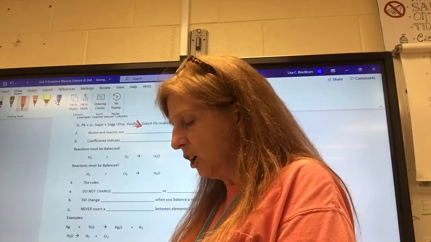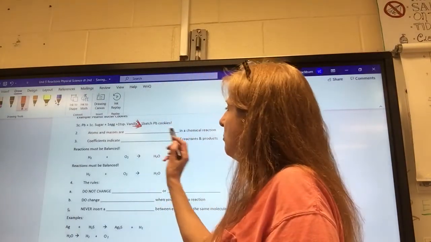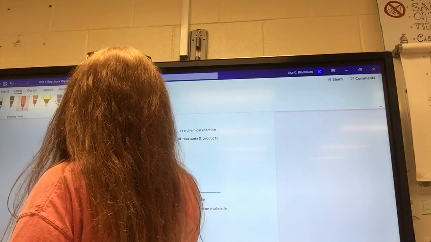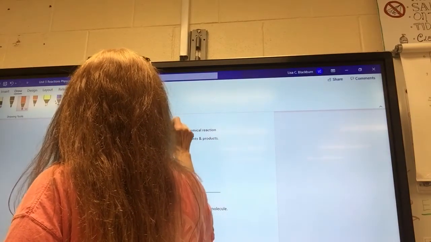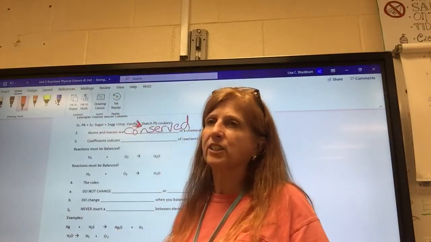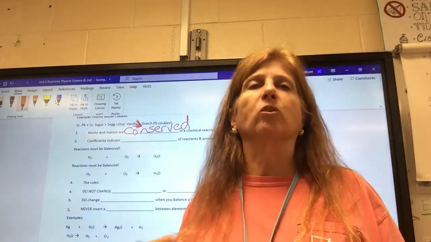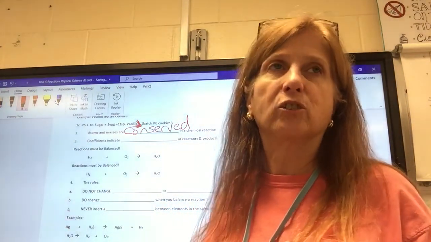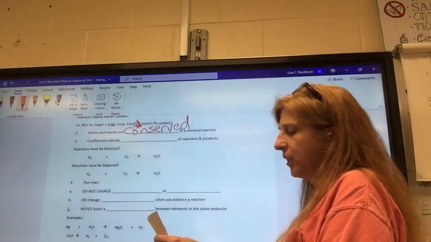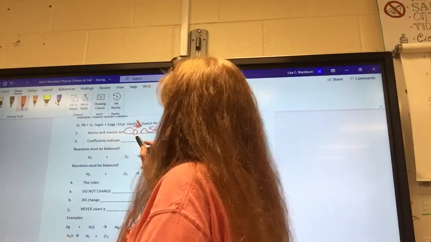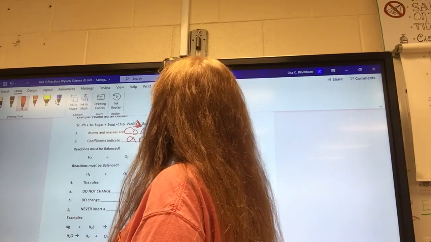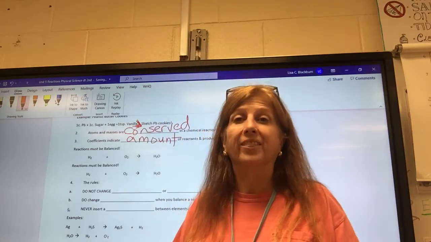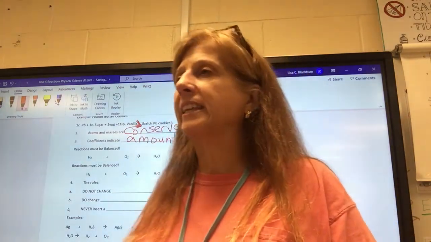All right, where are we now? So, atoms and masses are conserved in a chemical reaction. That means what you put in is what you get out. It can't go away. You can't create or destroy matter. Can't be done. And the coefficients, the number in front, indicate the amounts. So we have to balance chemical equations, and that's the main point of this test. You're going to be balancing chemical equations.